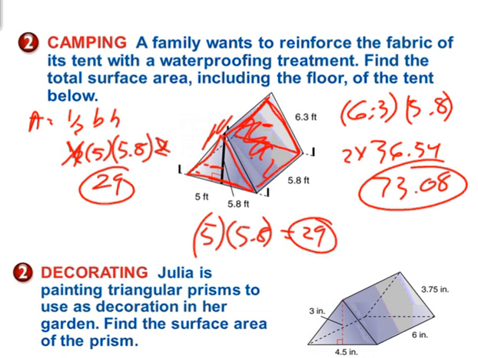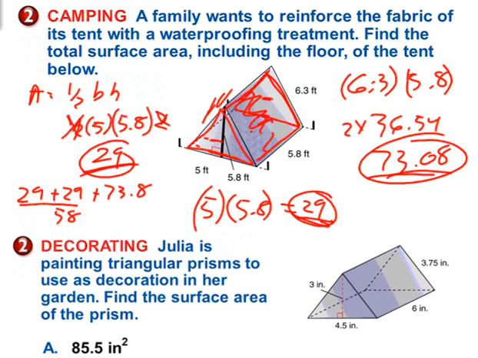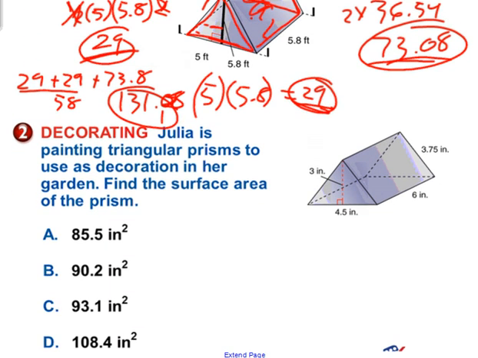So I've got my parts I'm going to add together, 29 plus 29 plus 73.08. This would become 58. 58 plus 73.08 is 131.08, or 131.1. Well, I'll do this one if you would, and then come back and check to see if you get the same answer I get. And we'll pause the video here for you to do that.